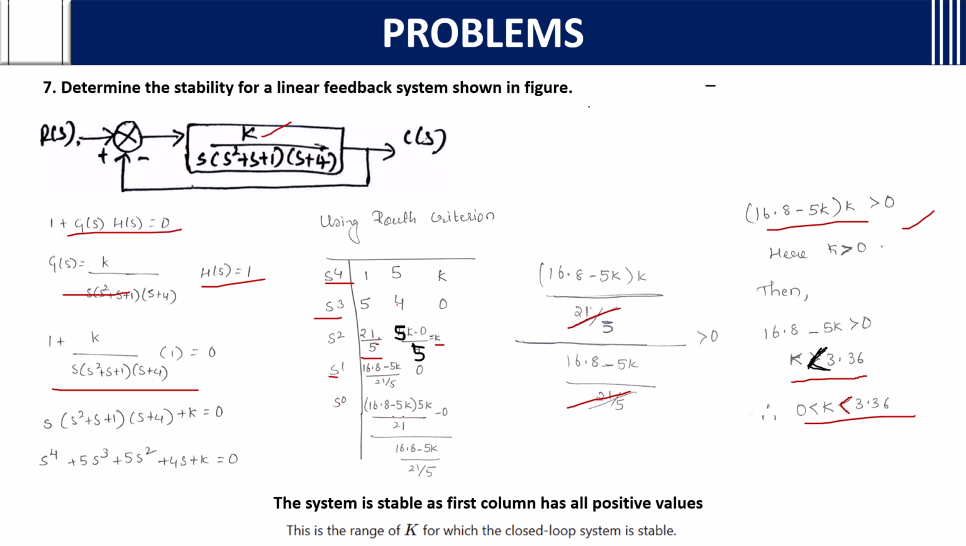So less than 3.36. The system is stable as the first column has all positive values. So the system is stable. And the range of k is 0 to 3.36, as also shown.